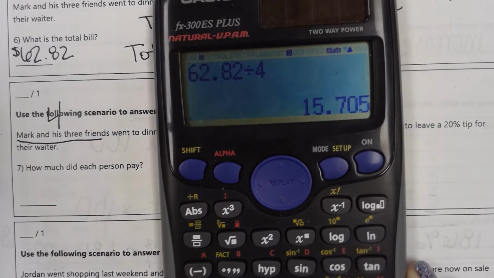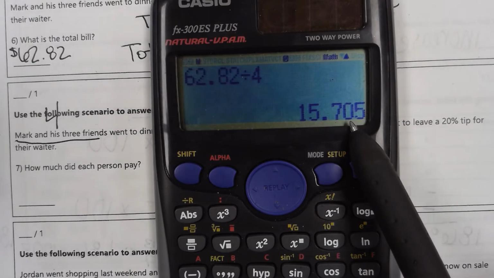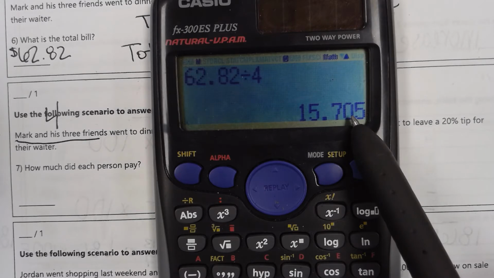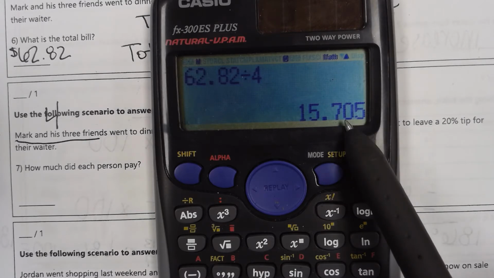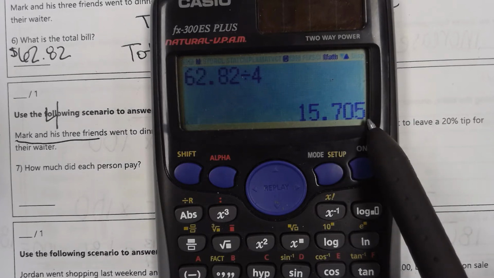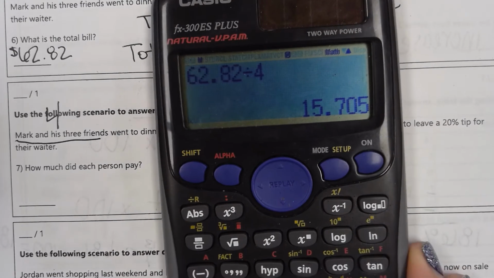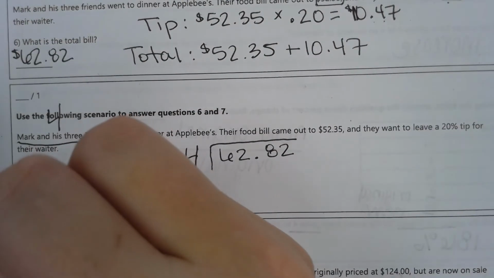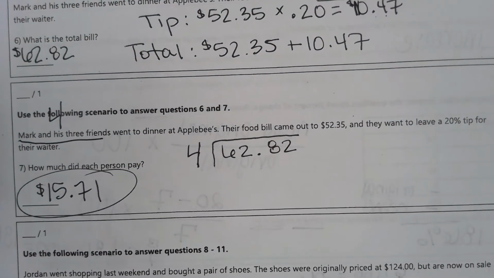15.705. But remember, we're talking about money, and money is always rounded to the nearest hundredth, so 2 numbers after the decimal point. So look at the 0 and look at the number behind it. If it's 5 or greater, then I'm going to bump up this 0 to a 1, which in this case it is. So when I round it, this comes out to be $15.71, which is going to be my final answer.